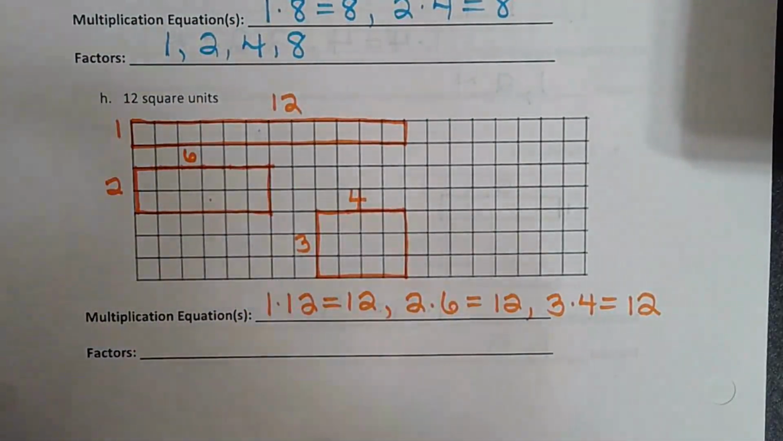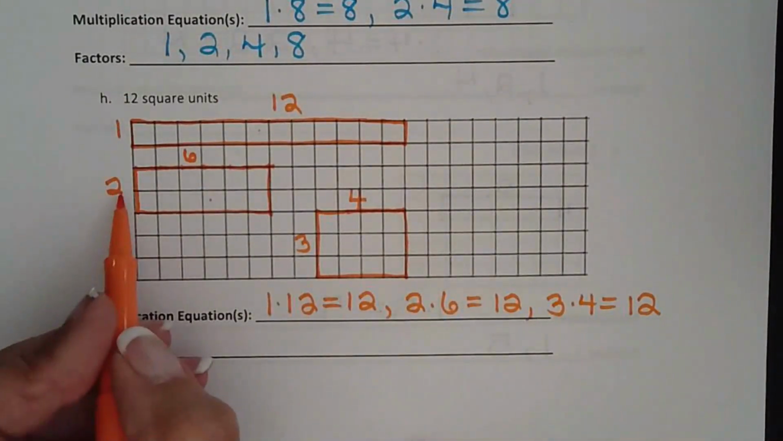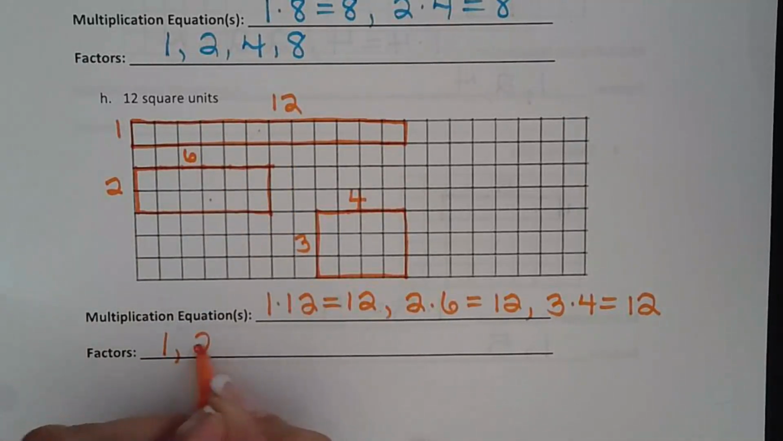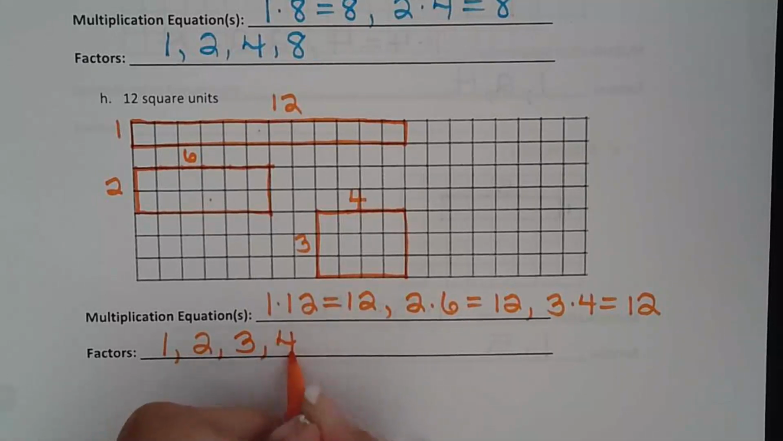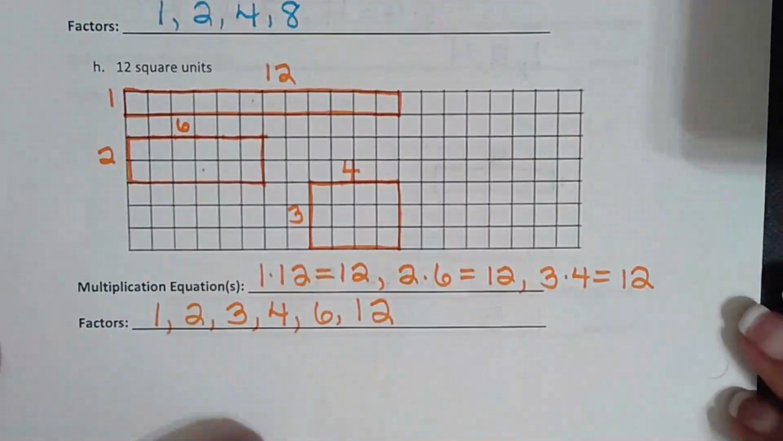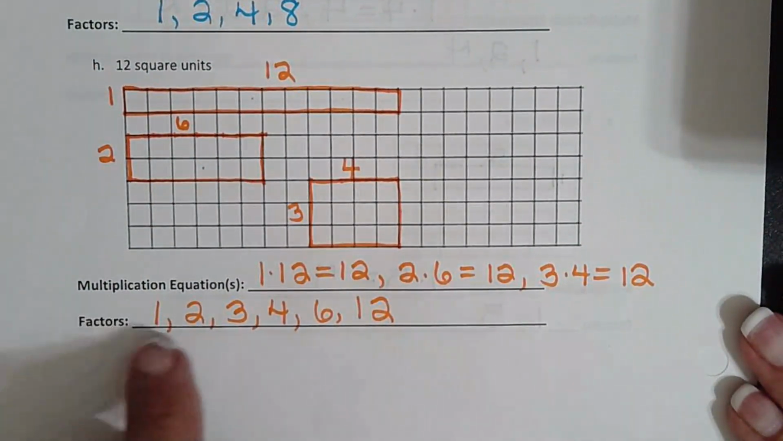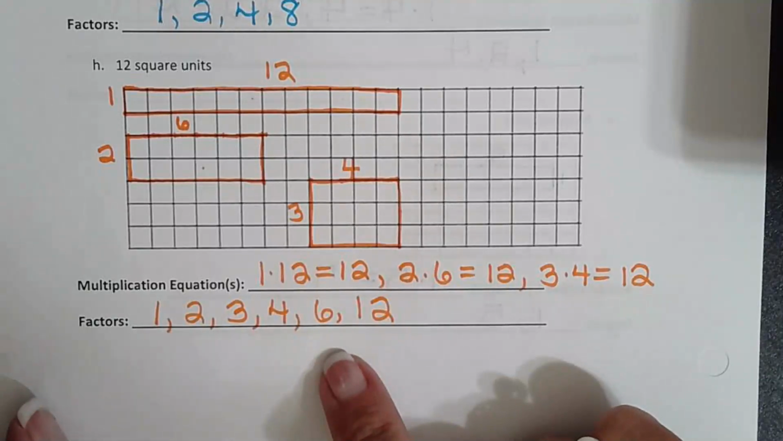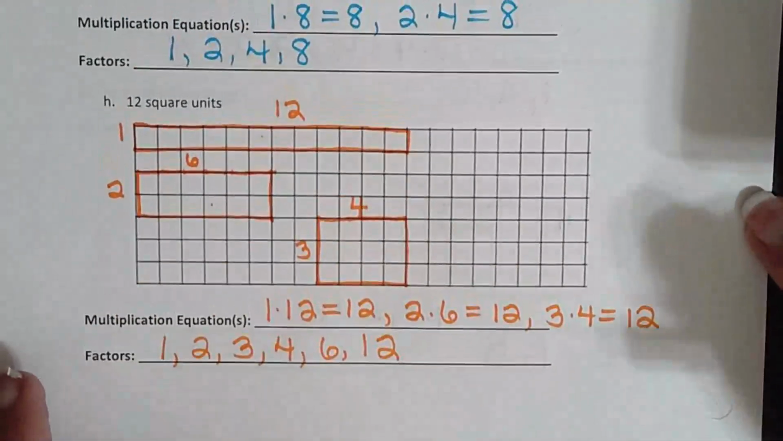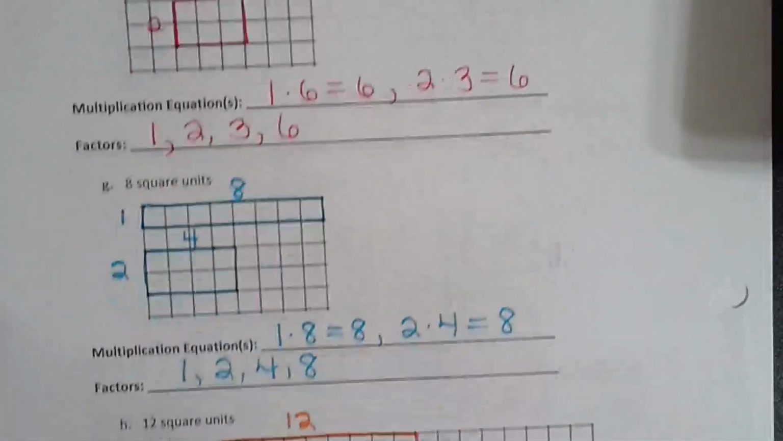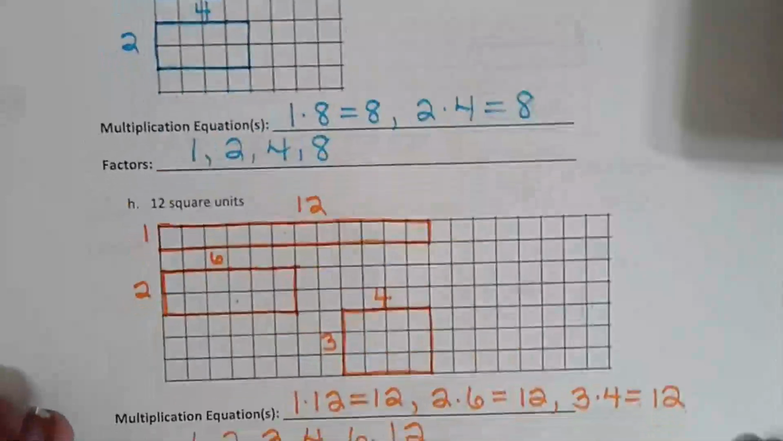And the factors in order: 1, 2, 3, 4, 6, 12. So those are all the numbers that divide into 12 equally. Because there are more than 2 of them, that means 12 is a composite number. All the numbers on this page are composite, with more than 2 factors. So we have 3 composite numbers on this page.